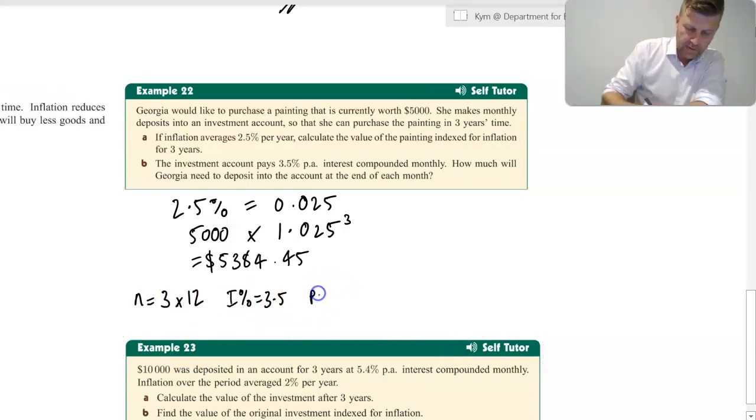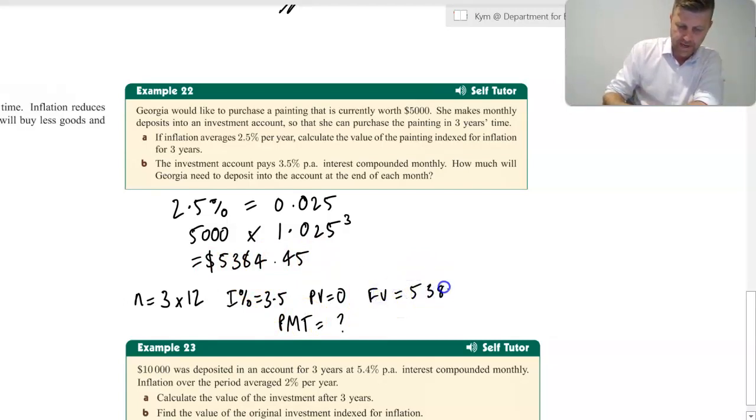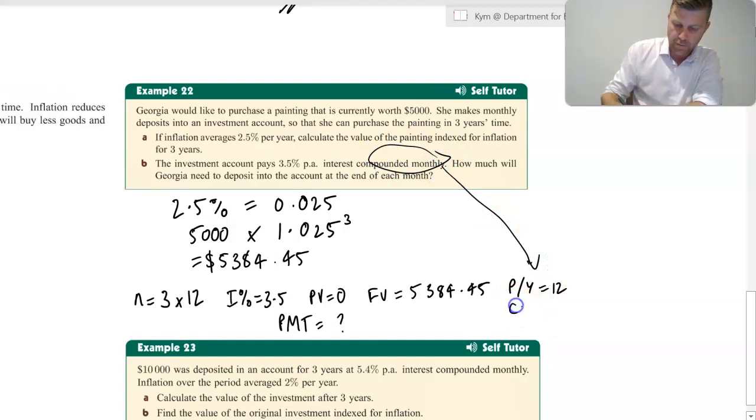The present value, let's just say that she's starting with 0. PMT is what we're actually asking the calculator to work out for us. So how much does he have to pay every month in order to save that amount? The future value that she wants to achieve is $5,384.45. The payments per year, in terms of the compounding payments per year, will be 12 because it's compounded monthly, and compound periods per year is also 12.